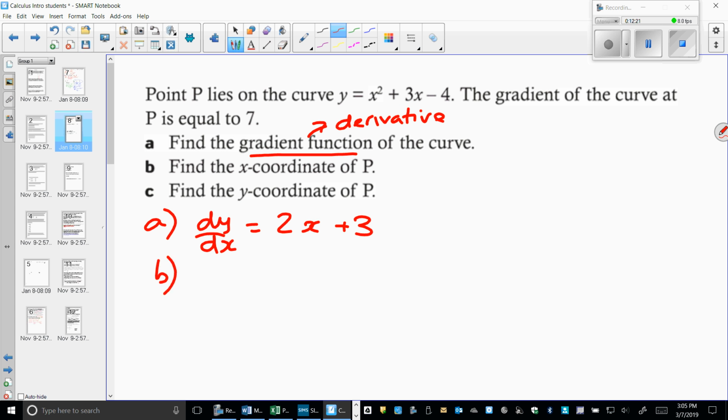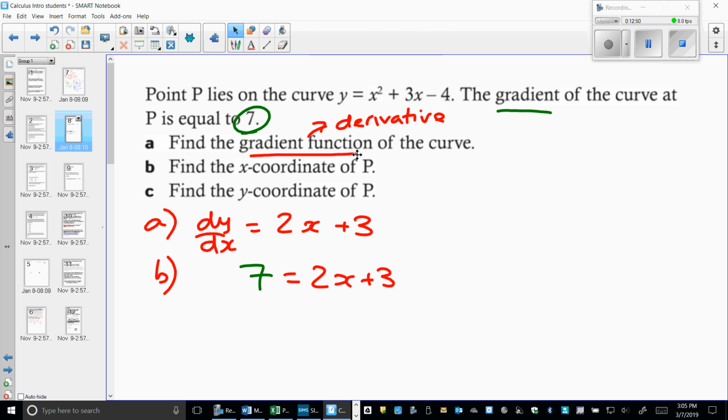Part B says find the x coordinate of P. They've said that the gradient of the curve at P is 7. So what does that mean that we can now write? If we know that the gradient is 7 at the point P, what can we write? Elena, would you say that 7 equals 4? You would exactly write that. We'd say that 7 is equal to 2x plus 3, or obviously vice versa. So we took our gradient function and put it equal to 7. Perfect.